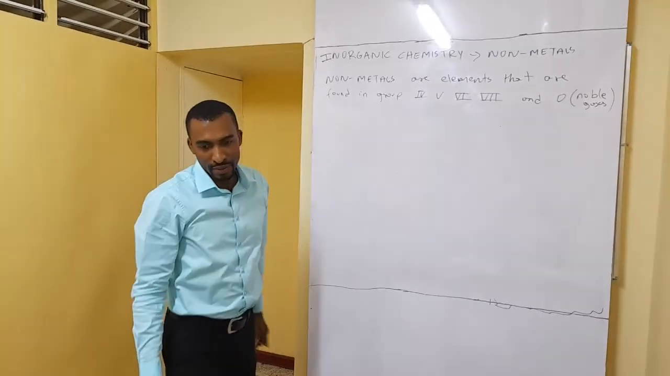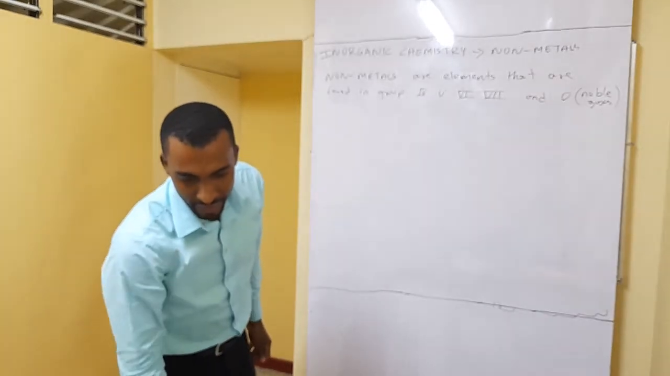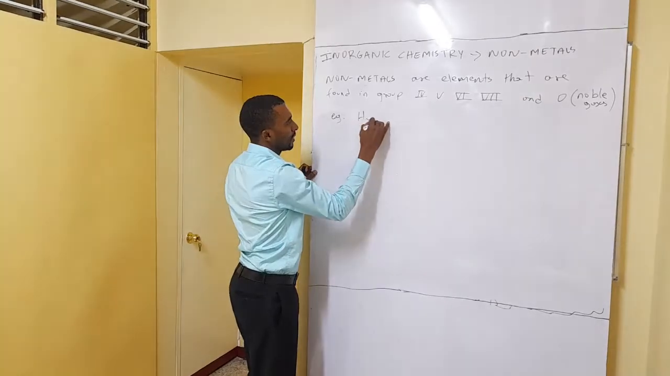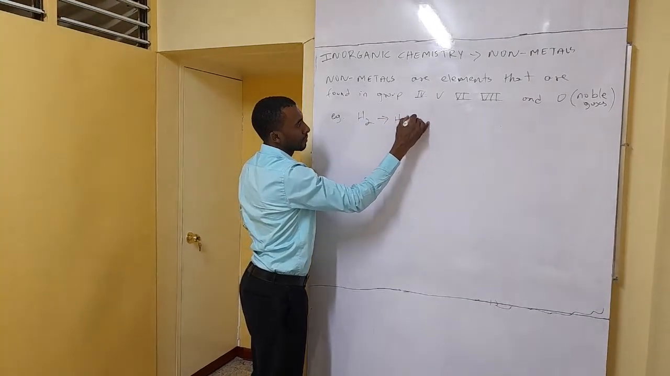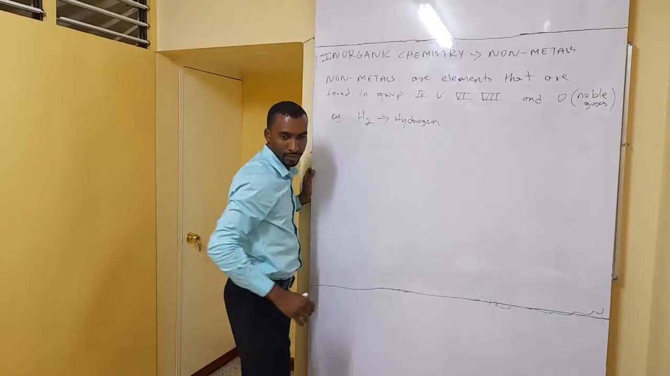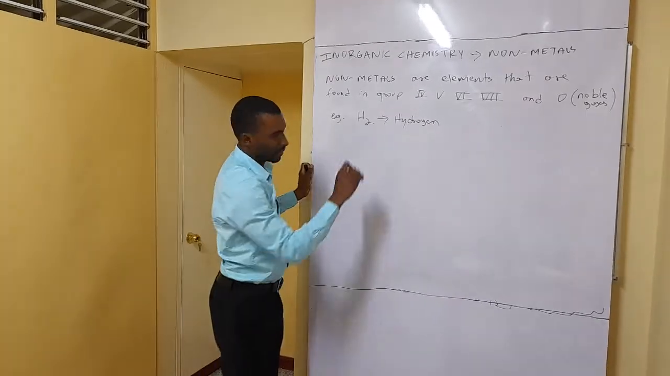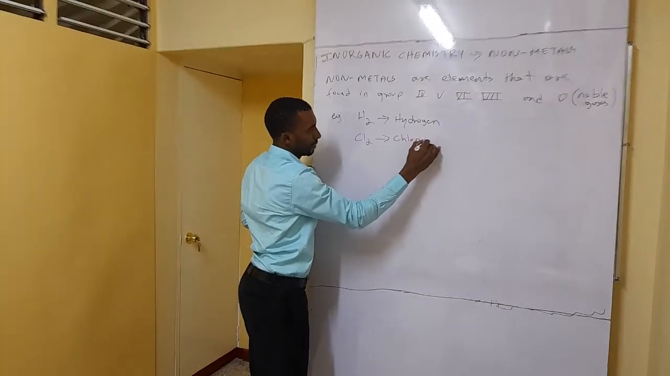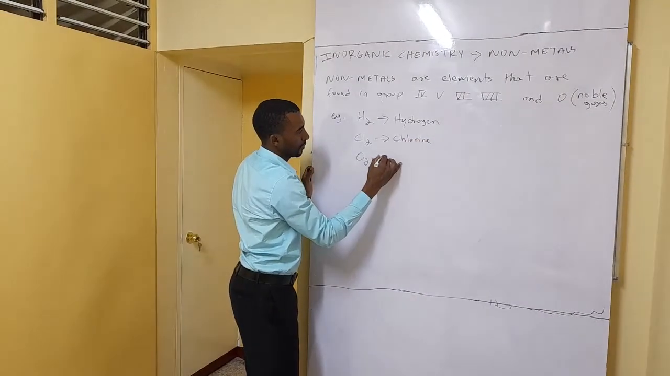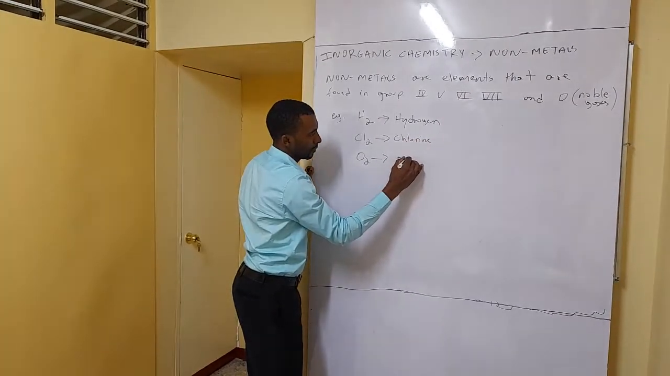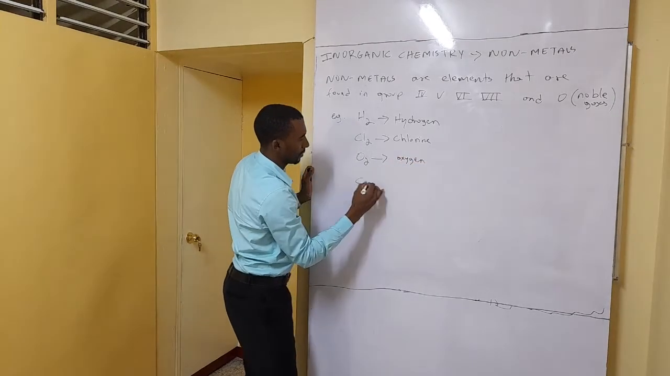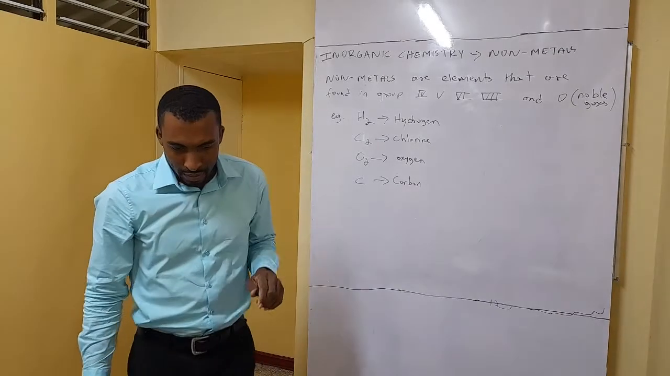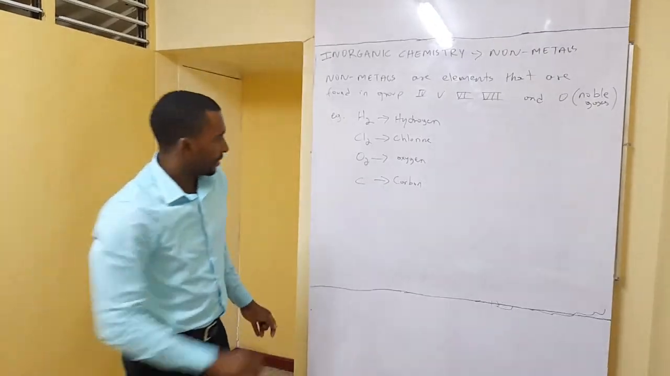Now, we can look at some examples that we have here: hydrogen, chlorine, oxygen, carbon, sulfur, and nitrogen, right?